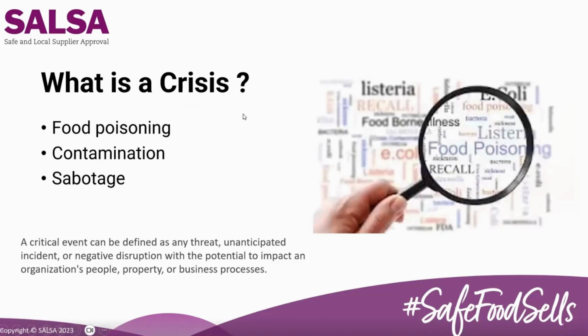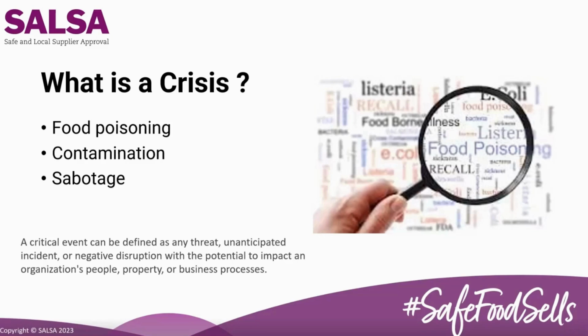So what is a crisis? I highlighted also a couple of cases of food poisoning. I'm sure that many of you have seen other cases in the news, but it could be contamination. It could be metal, perhaps a piece of equipment has broken down and you've got metal contamination in your product. It could be something from the supplier.